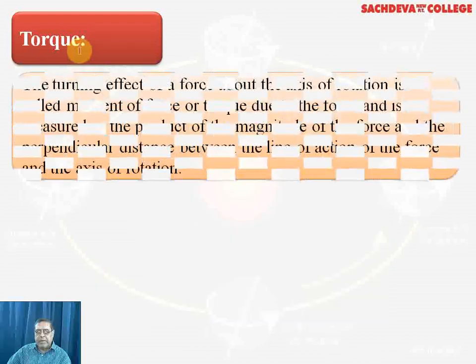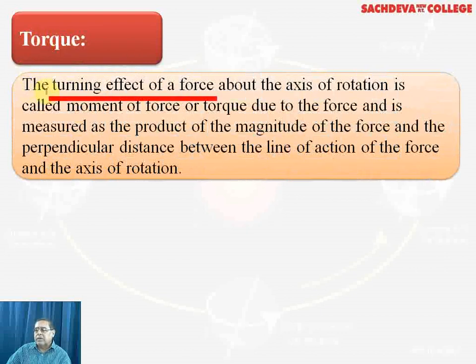So now the main concept is that turning effect of force about the axis of rotation is called the moment of force or the torque. Due to the force, it is measured as the product of the magnitude of force and the perpendicular distance, as I have just now explained, between the line of action of the force and the axis of rotation.